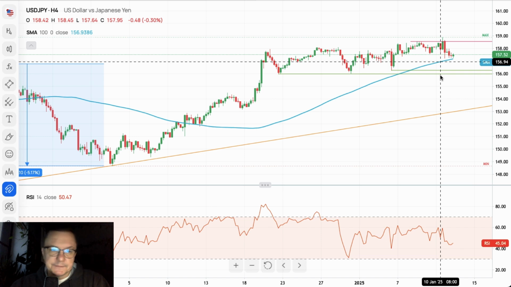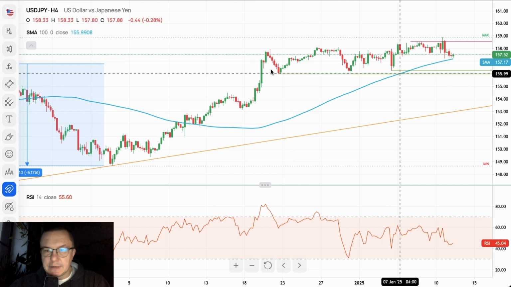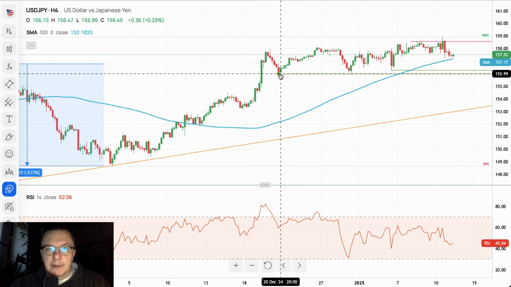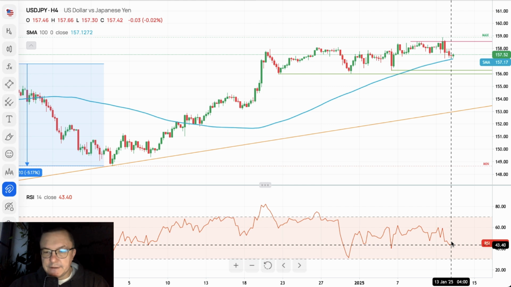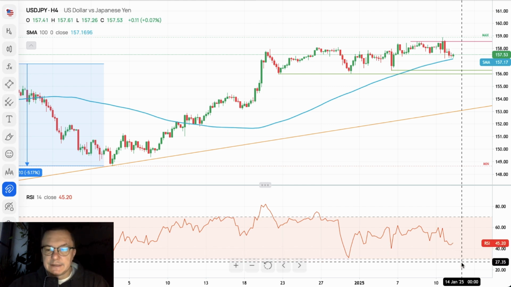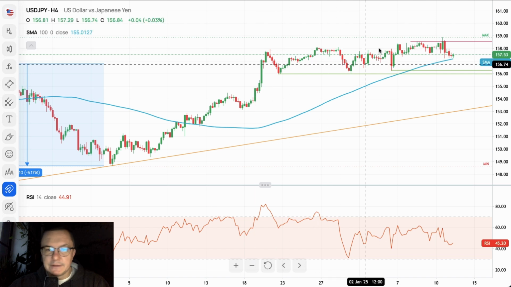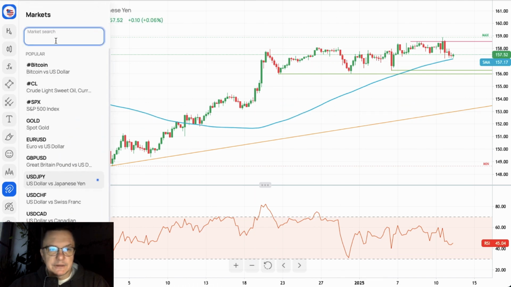Any breakout lower would be a very bearish indication for this pair, right? So if this situation happens, so we are below the 155.57, then the momentum will definitely spike lower towards the extremely oversold conditions. For now, the sideways action continues on the US dollar to the Japanese yen.